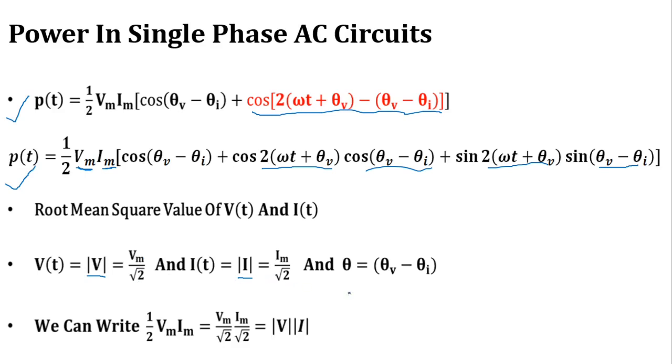And for further simplification, I will use this term theta v minus theta I, that means angle of voltage minus angle of current. In general I will write this as theta. So what we have come to, we can replace this 1/2 Vm Im by simply mod V into mod I, because in this I can write this 2 as root 2 into root 2. So 1 root 2 I will put in the denominator with Vm, 1 root 2 I will put in the denominator of Im. So Vm by root 2 is equal to mod V and Im by root 2 is equal to mod I.